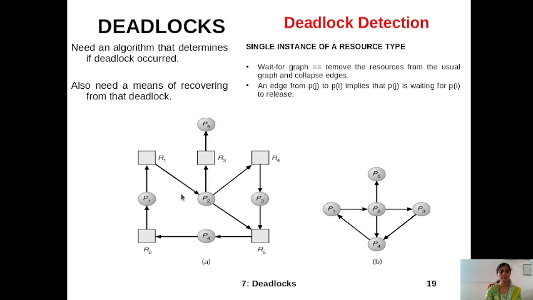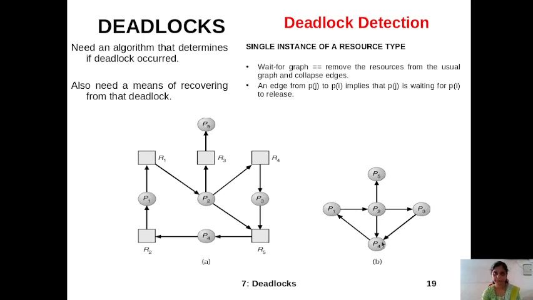There are 5 processes, P1, P2, P3, P4, P5. Removing these resources and collapsing the edges, we obtain this. P2 to P5, removing R3; P2 to P3, removing R2; P3 to P4, removing R5; and P4 to P1, removing R2. Check if there is a cycle existing, and we can see that there is a cycle. A cycle in this case indicates that there will be a deadlock.